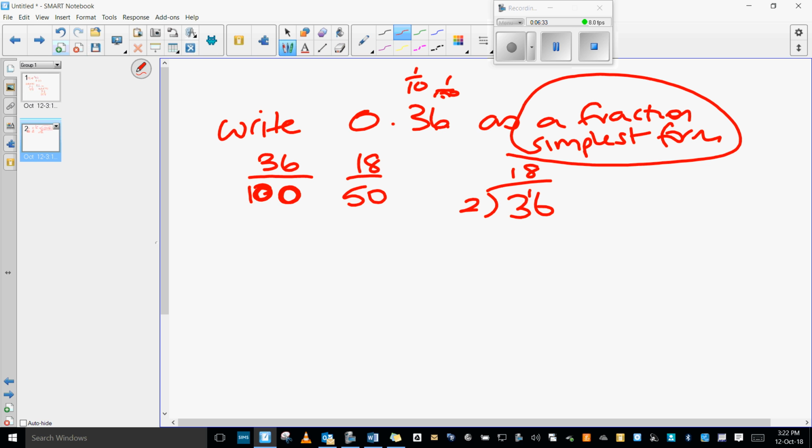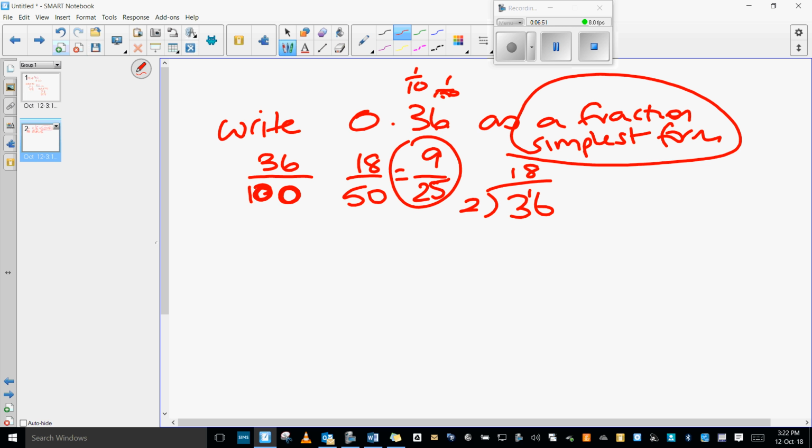They're both even still, so we can go even smaller. So, what's 18 divided by 2? 9 and 20. 15 is 25. Alright, so there's our final answer. So you need to be able to do these divisions in your head as well.